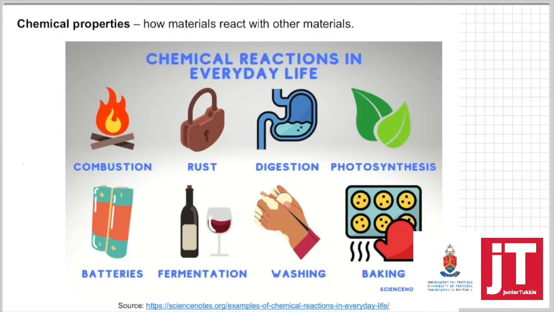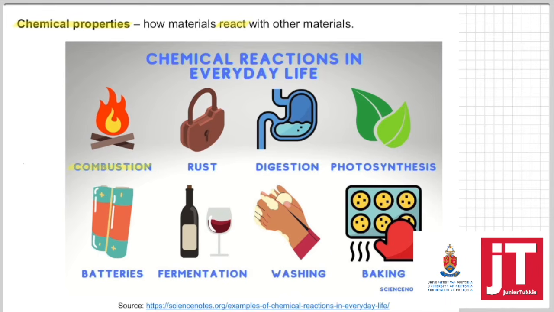Now that we are done looking at different physical properties, I would like to draw your attention to chemical properties. Chemical properties refer to how materials react with other materials in chemical reactions. For the majority of your time in physical science and chemistry, we will be studying chemical properties and chemical reactions. A few examples of chemical reactions that you experience in everyday life are displayed to your screen.